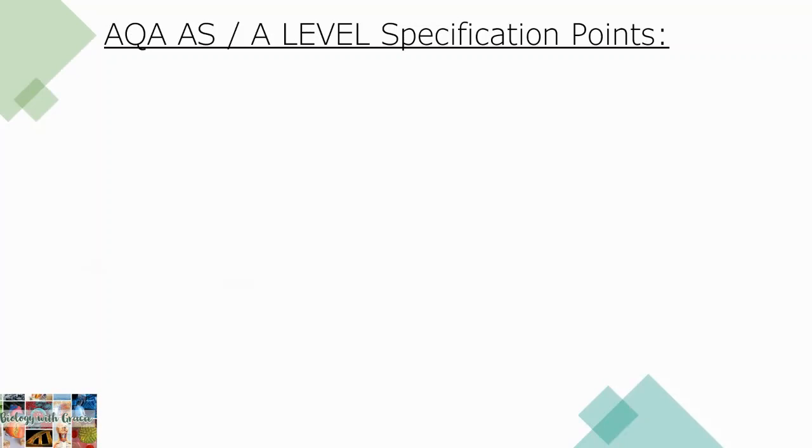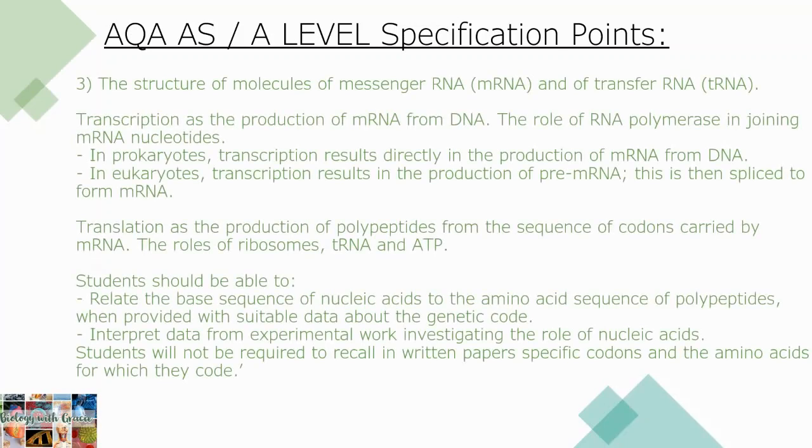So for our third specification point, we need to know the structure of molecules of messenger RNA and of transfer RNA. We need to know transcription as the production of mRNA from DNA, the role of RNA polymerase in joining mRNA nucleotides. In prokaryotes, transcription results directly in the production of mRNA from DNA. In eukaryotes, transcription results in the production of pre-mRNA. This is then spliced to form mRNA.